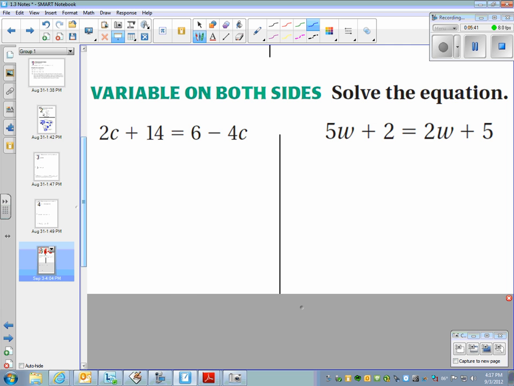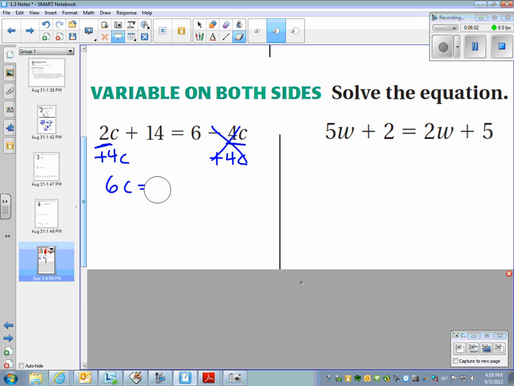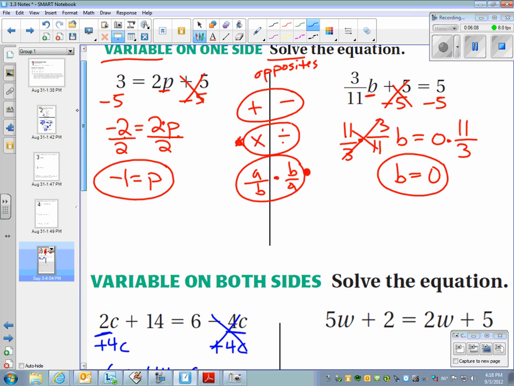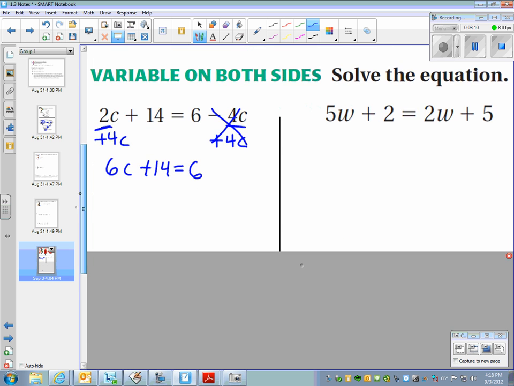So we want to get all of our letters on one side. That's that extra step. Once we get all the letters on the same side, we're fine. We're golden. We're the same as the top. So the opposite of a minus 4c is a plus 4c. So those go away. So we have 6c plus 14 equals 6. Hey, that looks extremely similar to the problems we did before. So it's all the same.